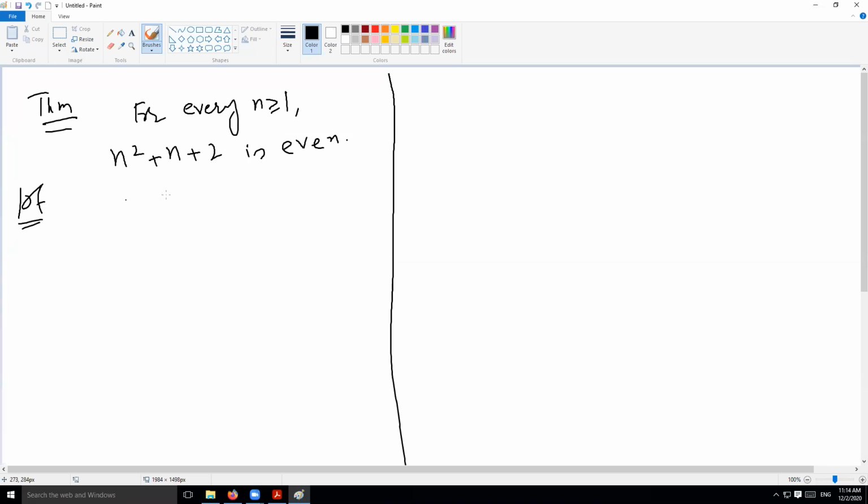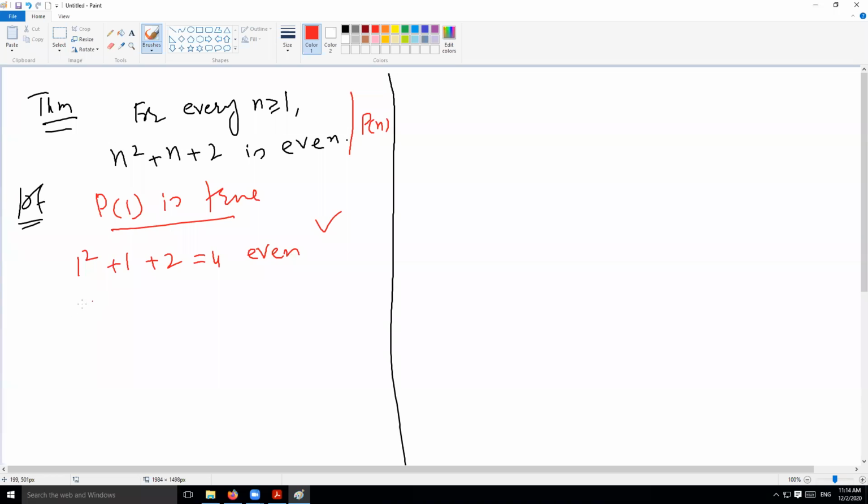So here's a proof. Let's first of all give this statement a name. Let's call it P of n. And by P of n, what do I mean? Take any natural number from 1 onward, n square plus n plus 2 is even. So let's see why P of 1 is true. Is P of 1 true? If you take 1 square plus 1 plus 2, this is equal to 4, and 4 is an even number. So P of 1 is true.